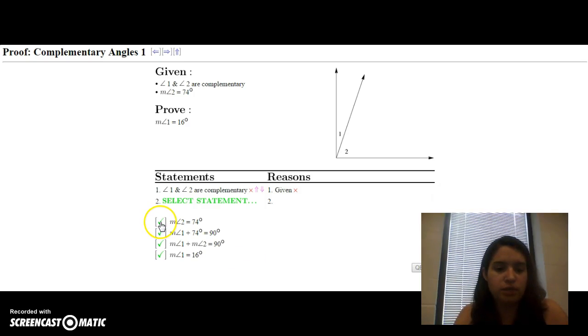And then I would go down, as you can see the selection list narrows down as you continue. And what you want to finally end up with is this measure of angle 1 equals 16 degrees, because that's what we want to be proving.